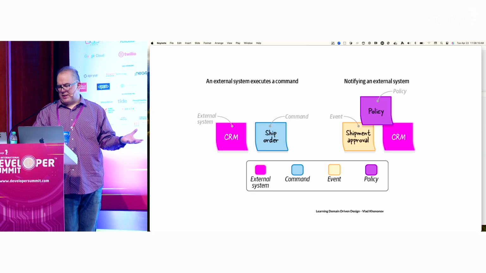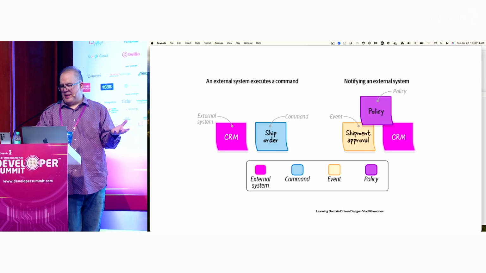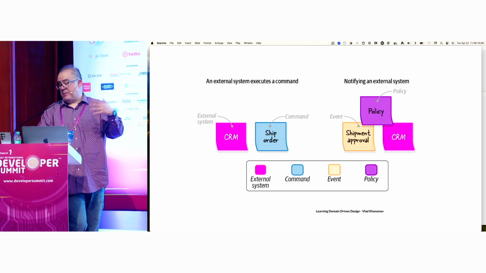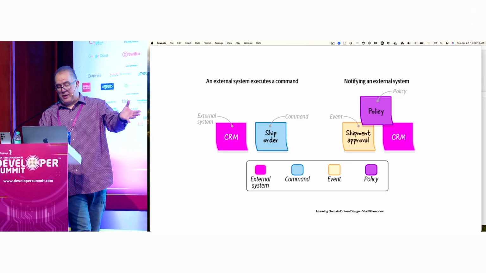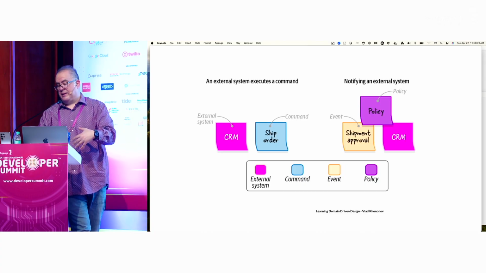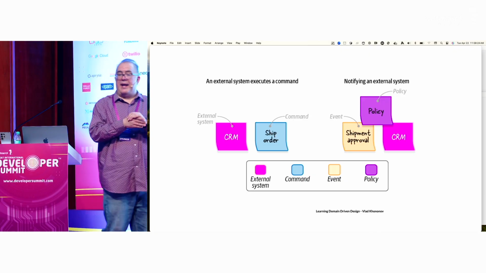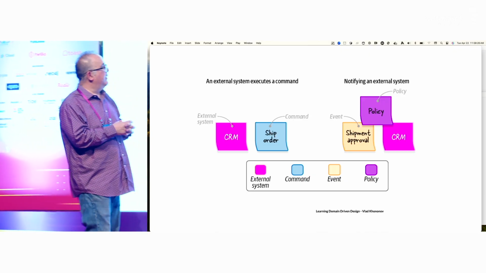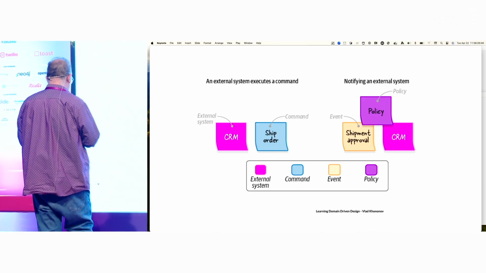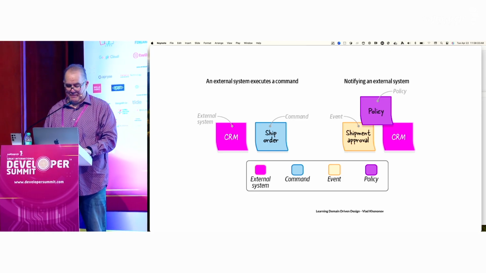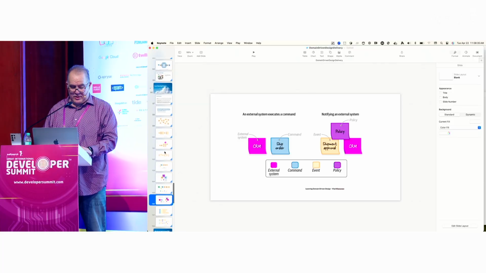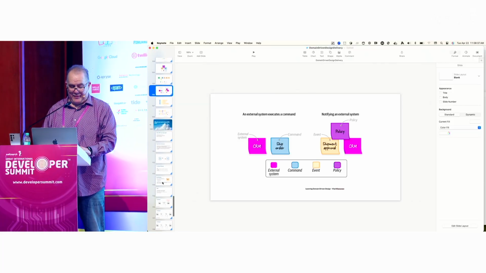This is an external system, pink. So CRM will either issue a command, or maybe a shipment approval comes in and you have an automated policy that would trigger off of that and do something with the CRM. Okay, so a little taste of what that is. That is a part of event storming and finding out what those events are. And this leads to just a lot of things.